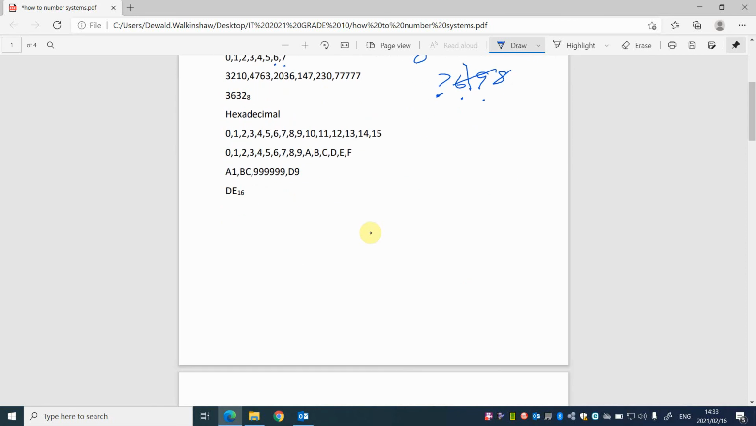Okay, the last number system we have is called the hexadecimal number system. So hexadecimal will be to the base of 16. We're going to start at 0 and count 15 more numbers. So if we start at 0, then it's going to be 0, 1, 2, 3, 4, 5, 6, 7, 8, 9, 10, 11, 12, 13, 14, and 15 will be our 16th character.